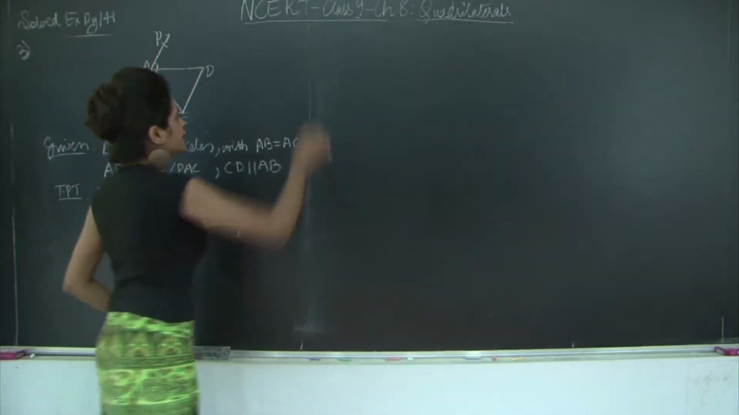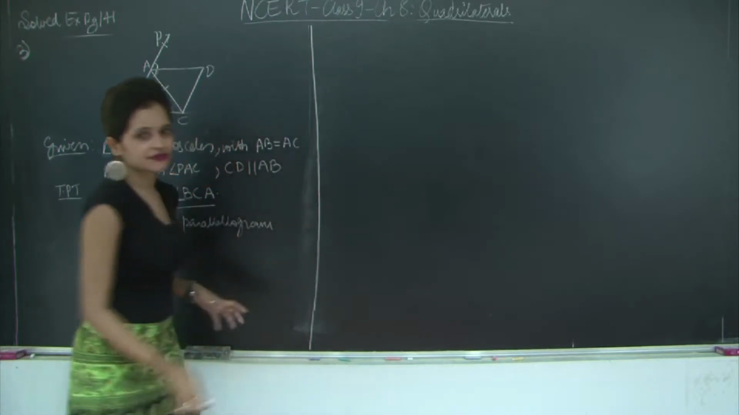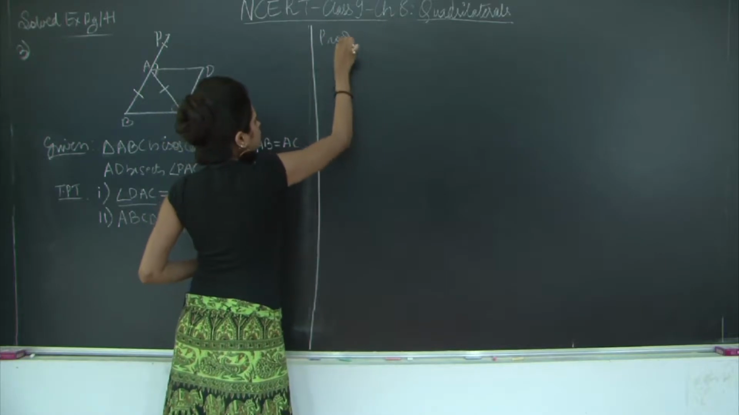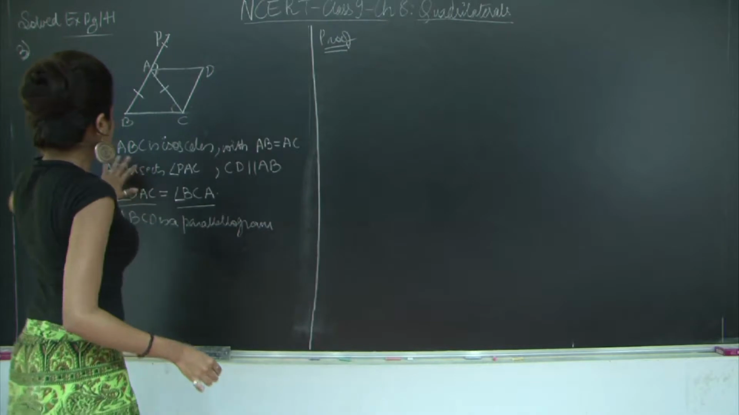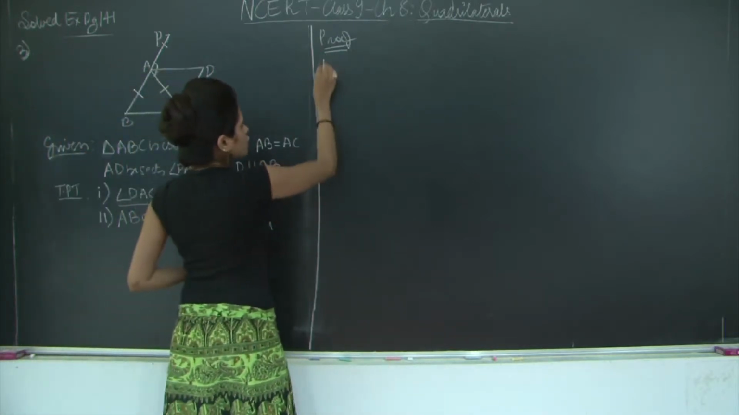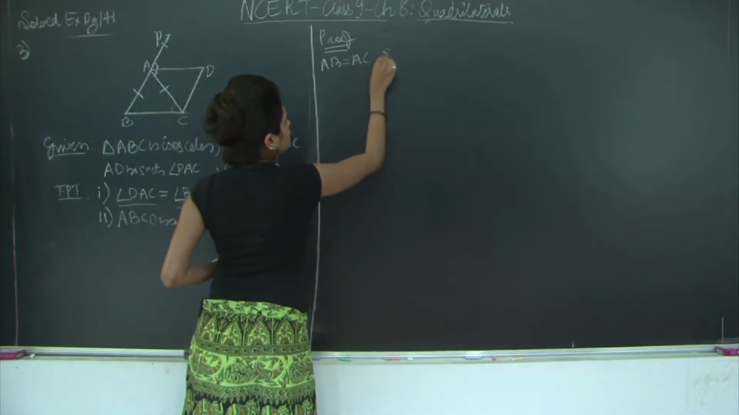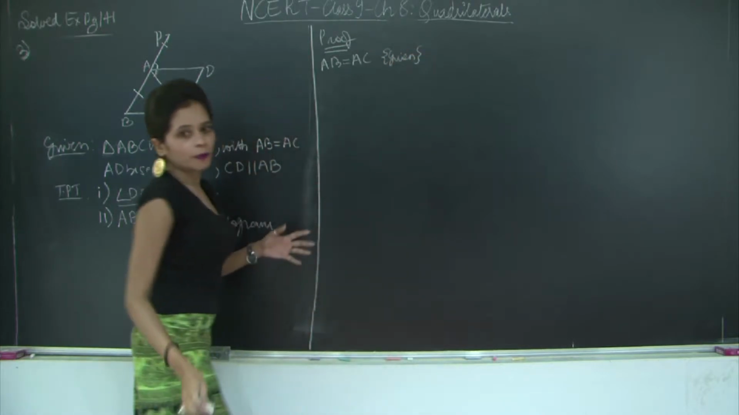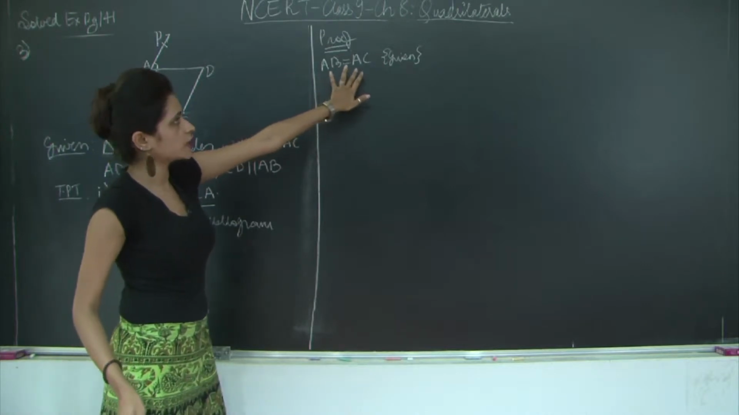So let us go ahead and write the proof. We will write the proof starting from whatever data is given. First of all, I have been given that ABC is an isosceles triangle with AB equal to AC, which is given. Therefore, the opposite angles are going to be equal to each other, the opposite angles corresponding to AB and AC.